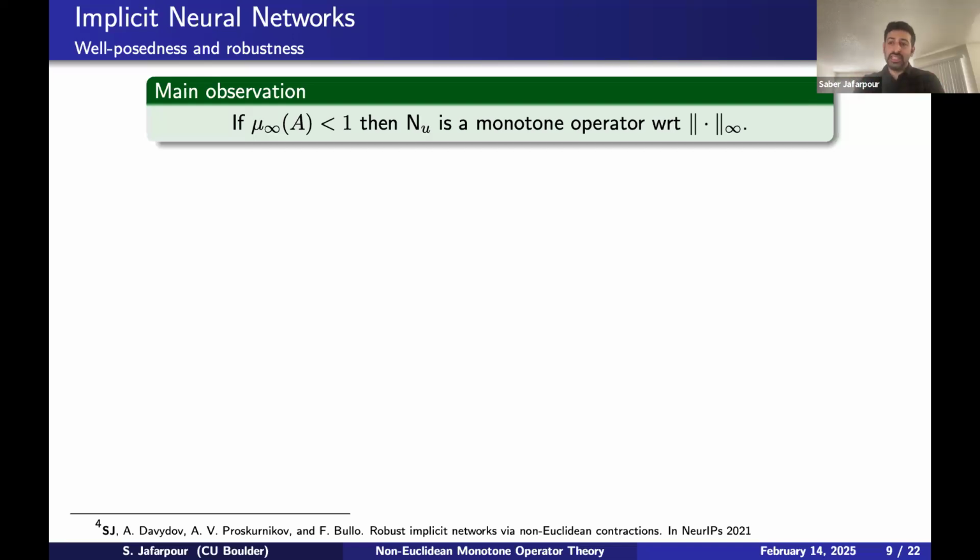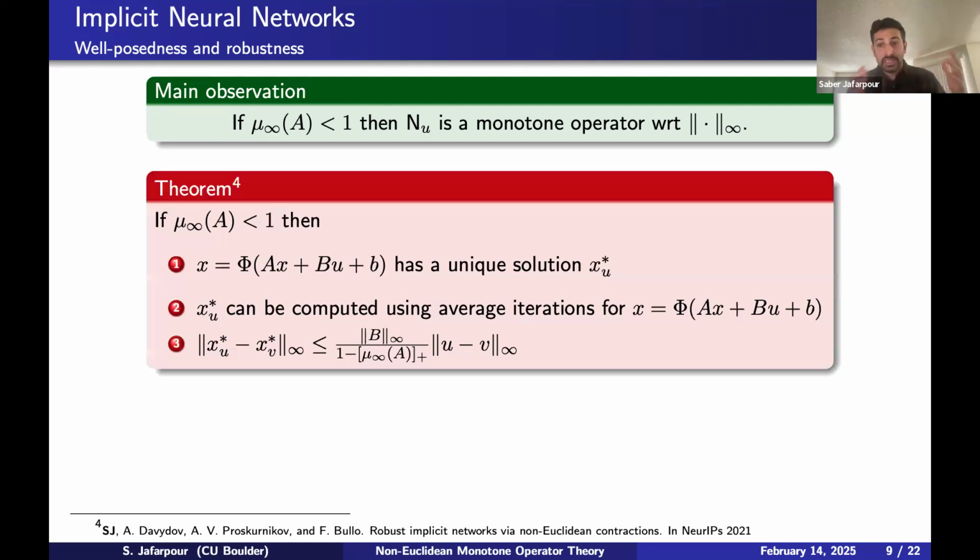So in particular, the key result that we got is that if we assume that the logarithmic norm of matrix A with respect to the infinity norm is less than 1, then this operator that I defined is going to be a monotone operator with respect to the L infinity norm. As a result, we can use the classical Minty-Browder theorem to show that it has a unique solution, and the solution can be computed using averaged iteration. Using that averaged iteration, we can also get an incremental bound on the hidden layer for different inputs, right? We can bound the incremental distance between fixed points of different inputs by the difference between the inputs, right?